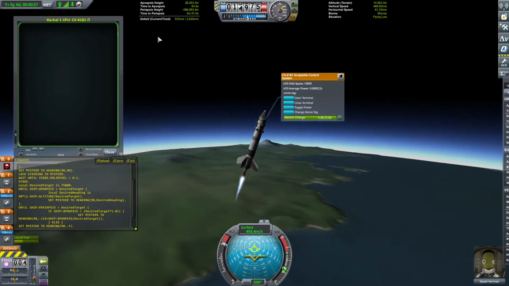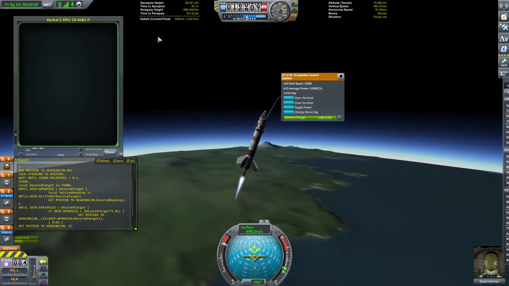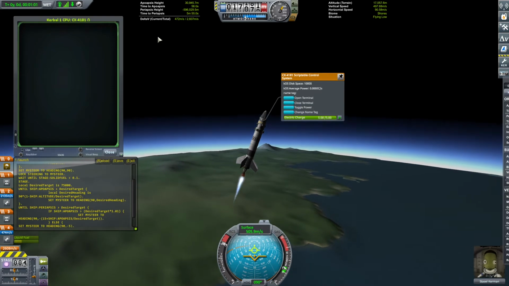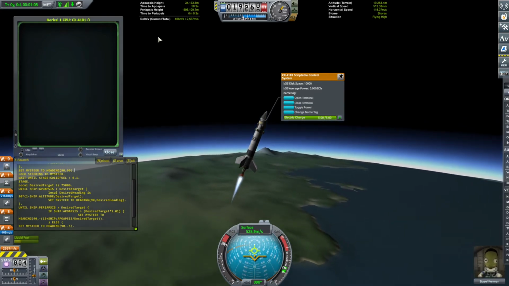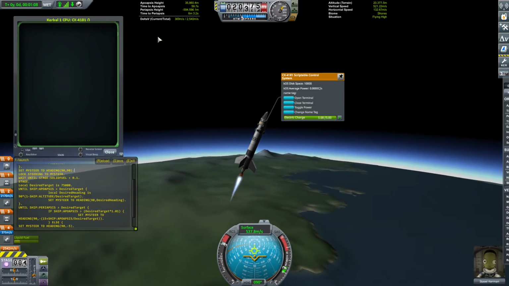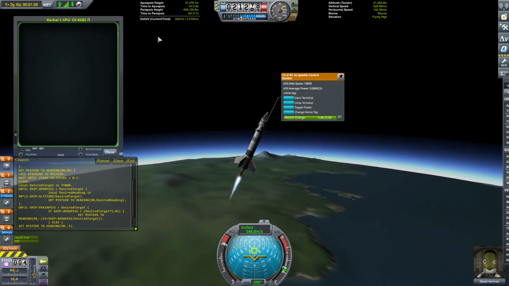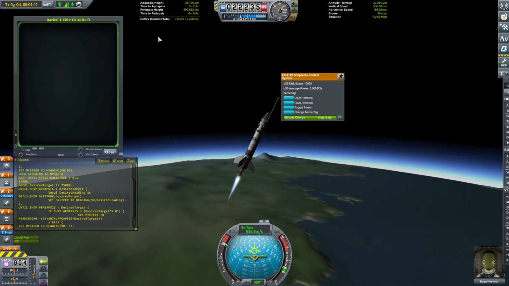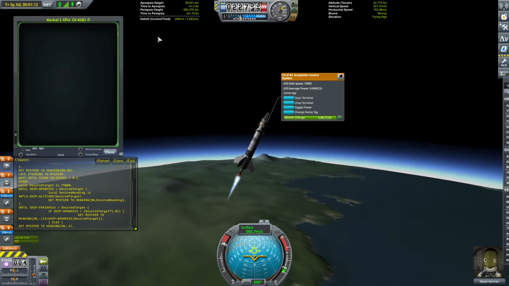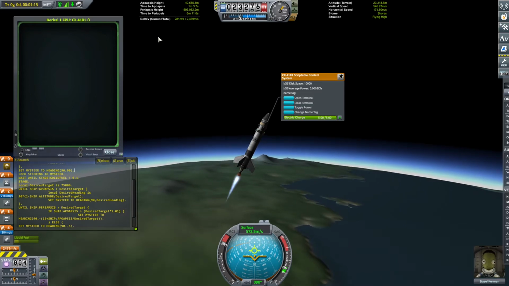So as we see, the solid engines have staged off, and now we have begun to start turning. We are still heading east to gain velocity from the rotation of Kerbin, as is recommended.